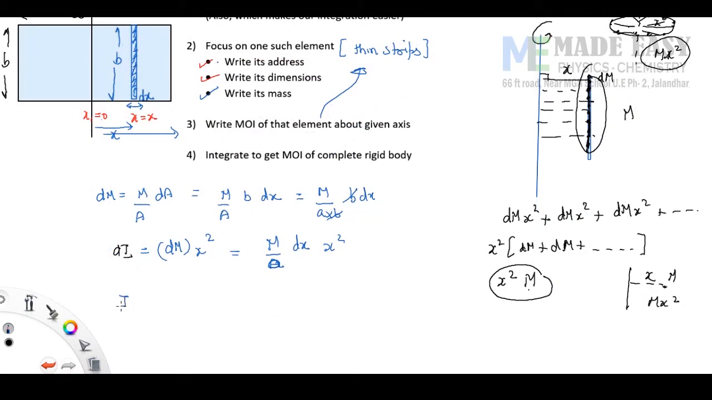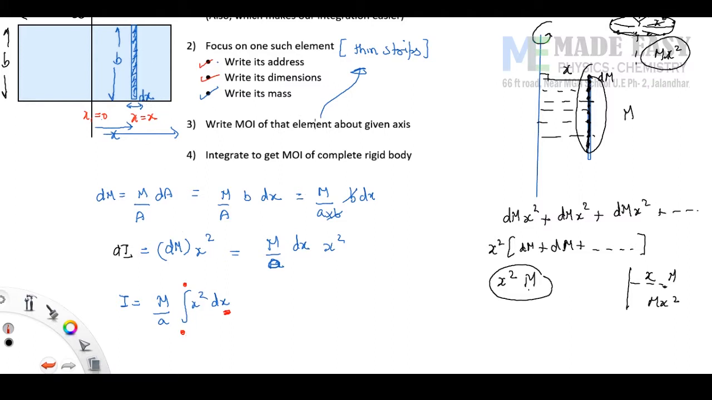So the moment of inertia of the complete body I'll get by integrating this result, that is, m upon small a, x square dx, integration. M is constant, this is the mass of the complete lamina. A is the length of this lamina, again it's constant. Now it's time to put the limit. The limit will be of x. Here I have to put the x of the first element. Here I need to put the x of the last element.